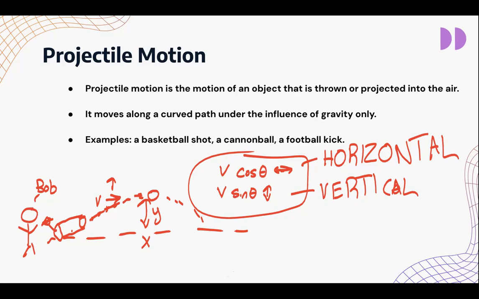Cosine is an operation. It's not like three separate variables. It's going to output a number. If we know the velocity and we know the theta value, velocity times cosine of the theta value is just going to give us a number, which is equal to our horizontal velocity.